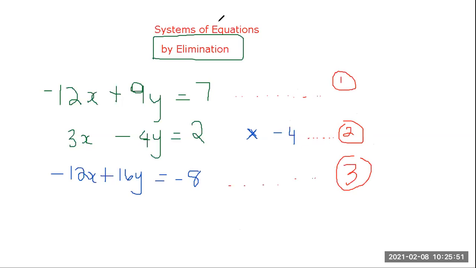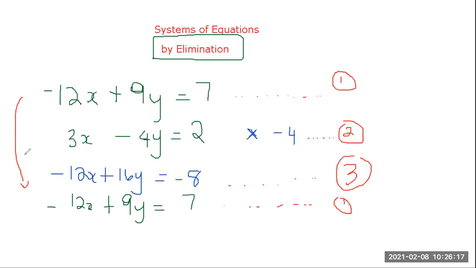I'm going to move down my equation 1 so that I could have my two equations side by side now. So negative 12x plus 9y equals 7. And that was my equation 1. All I did was just move it down.